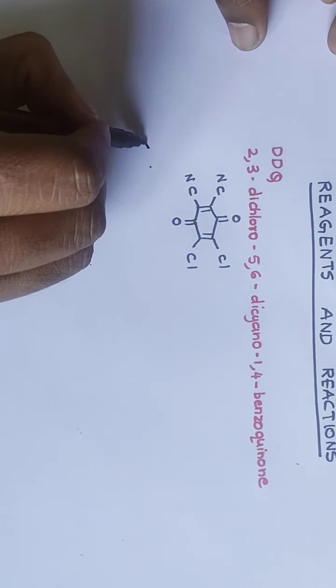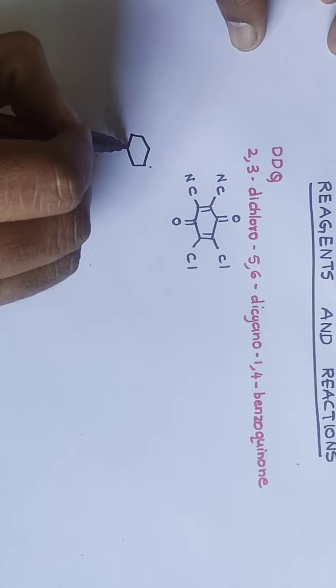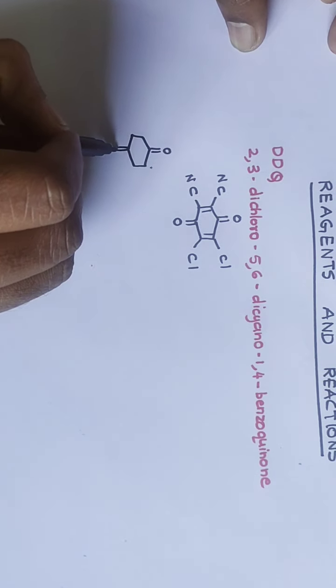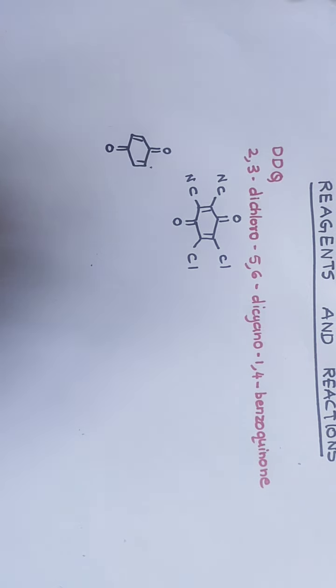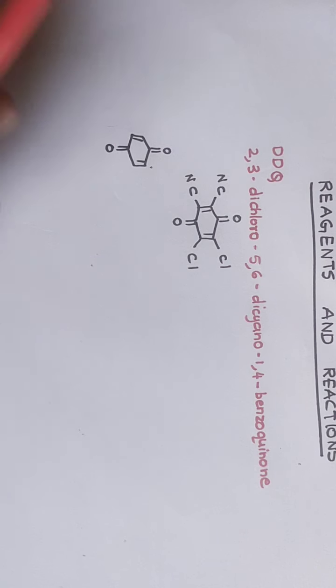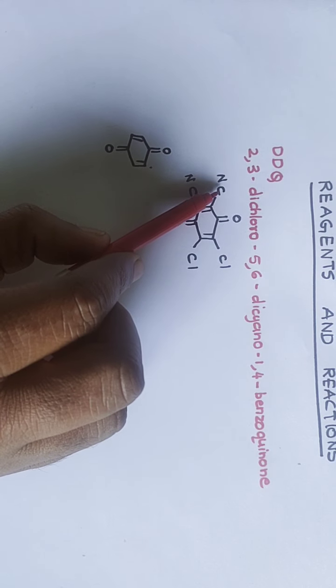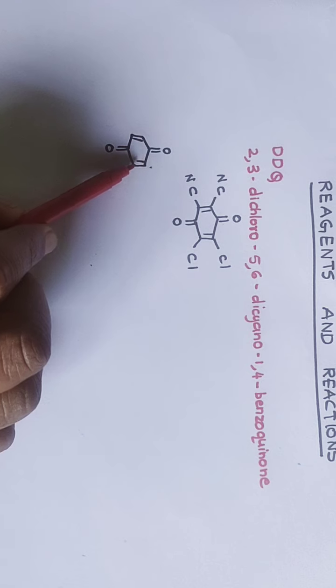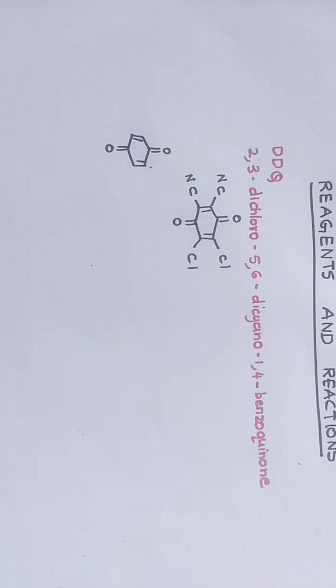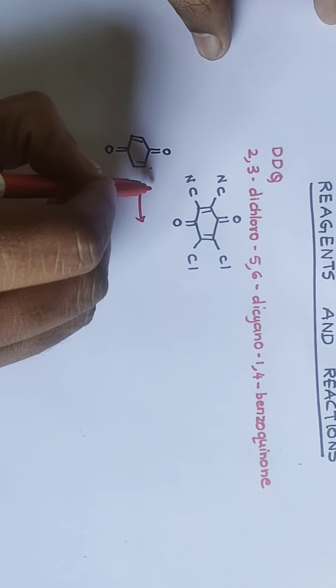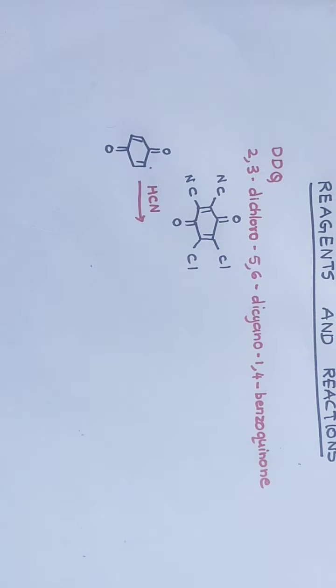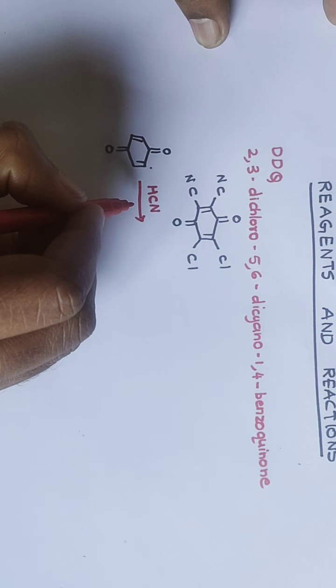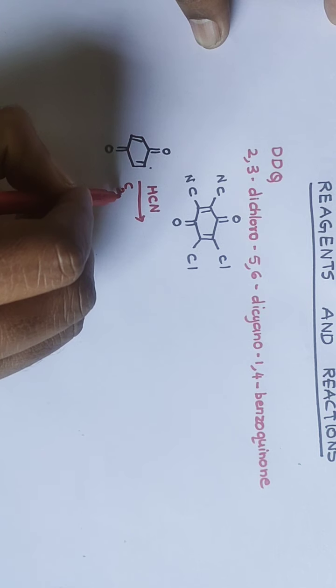So DDQ can be prepared from quinone, double bond O, double bond O. This is the starting material that is used in preparation of DDQ. So we need to substitute cyanide groups as well as chloro groups here. So this molecule is treated with hydrogen cyanide in presence of methanol and H plus.